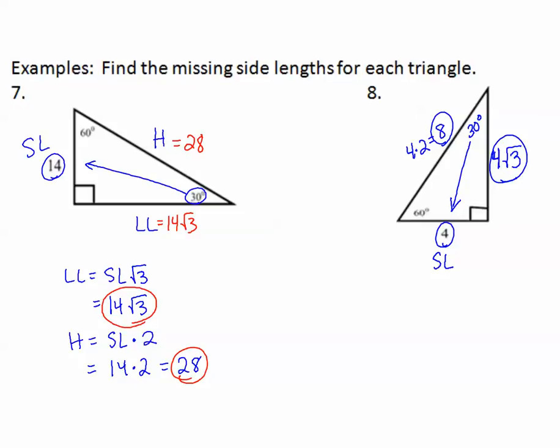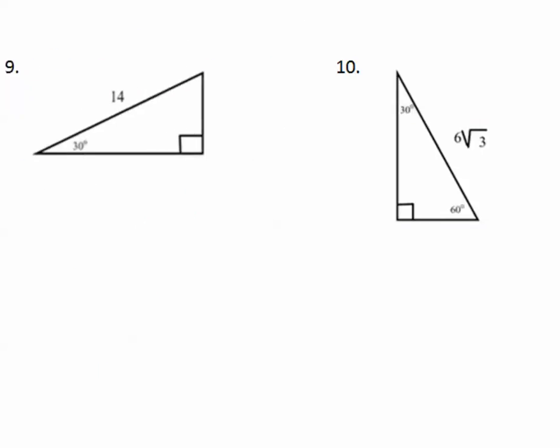Let's take a look at another scenario. In 7 and 8, we were given the short leg. What happens if we're not given the short leg? We just work backwards. Remember, the hypotenuse is what I'm given here in my 30, 60, 90 triangle. The formula for hypotenuse is short leg times 2. So how do we go backwards? Going backwards is dividing by 2. So if I want the short leg, I do hypotenuse divided by 2. My short leg across from the 30 degrees is 14 divided by 2, or 7.